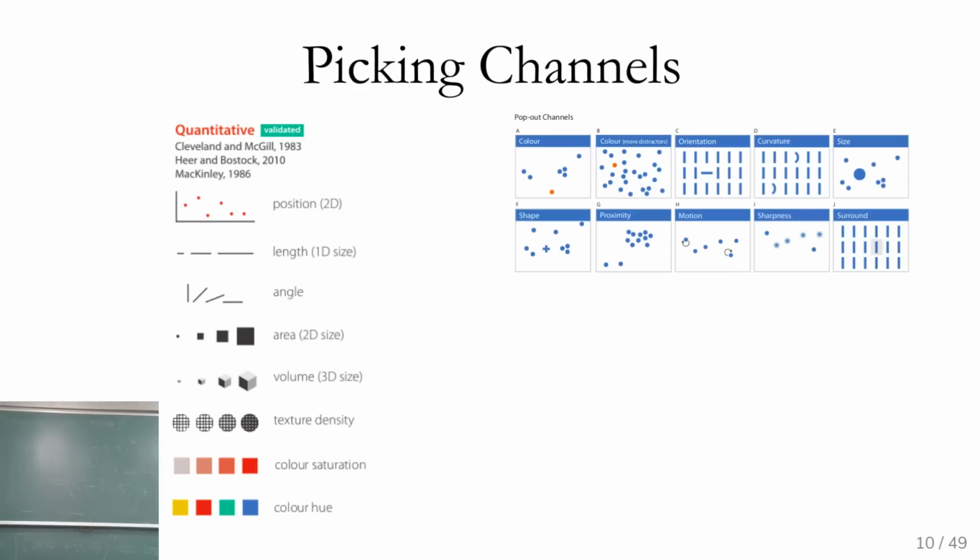So yes, we have position and length. Angle works less well. Then area, which we use in, for example, pie charts, which actually are not that great. Volume is even worse. Texture density, color saturation, and last of all, color hue. Maybe these experiments are for continuous data. So if you want to visualize a quantity, don't use color hue.